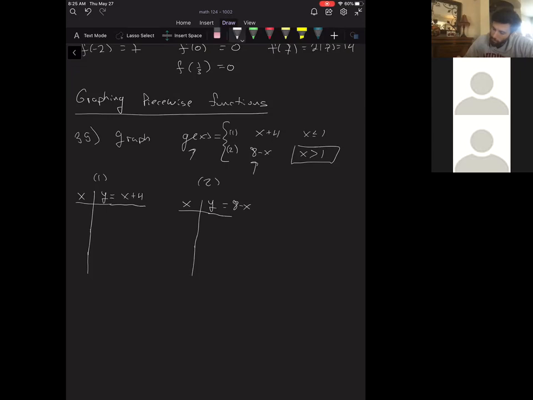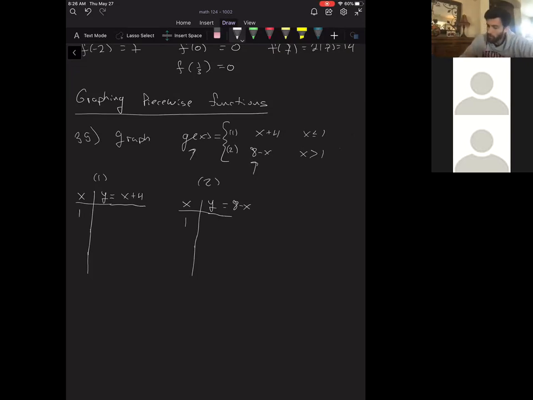Regardless, the first thing we do though, is we always plug in the number that we see over here. In this situation, we only see one number, it's 1. You see here is x is less than or equal to 1, here's x is bigger than 1. So for this, we're going to plug in that number to both of these equations. So let's just do that right now. X is 1, x is 1.